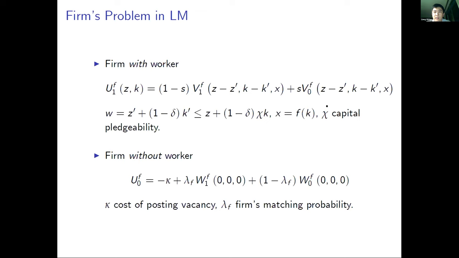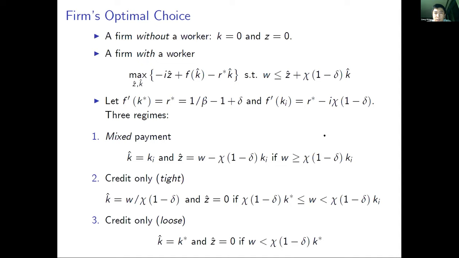Okay, so the firm's choice also breaks down into three different cases. Of course, if the firm doesn't have a worker, it's not matched with a worker. That's easy. It doesn't need to carry capital, doesn't need to carry cash. But for the firm that is matched with a worker, the firm needs to decide the optimal level of capital versus cash holding.